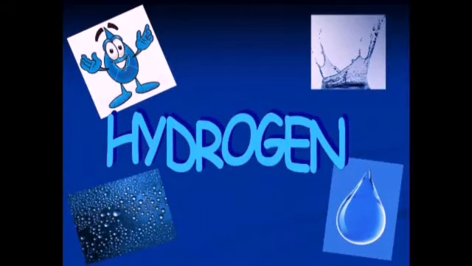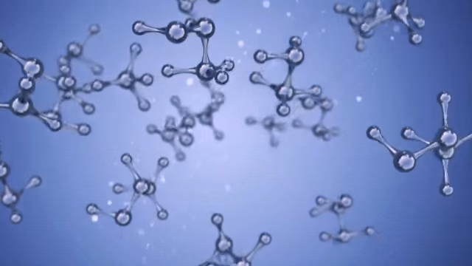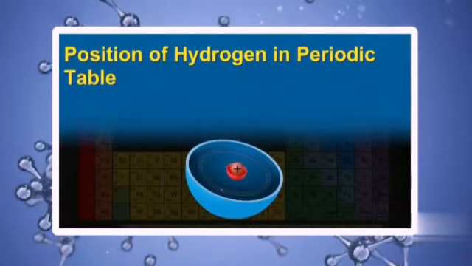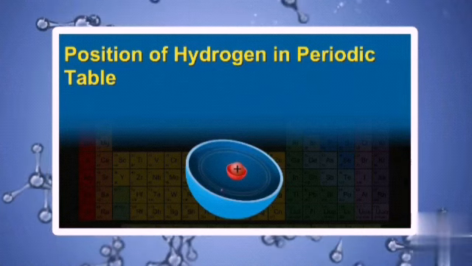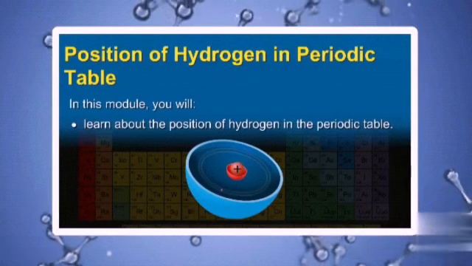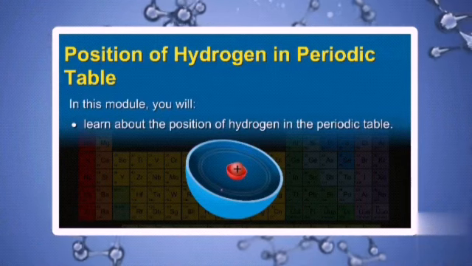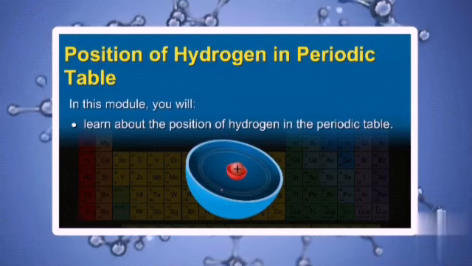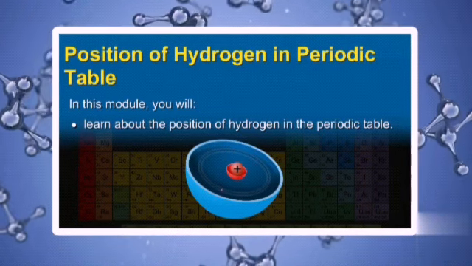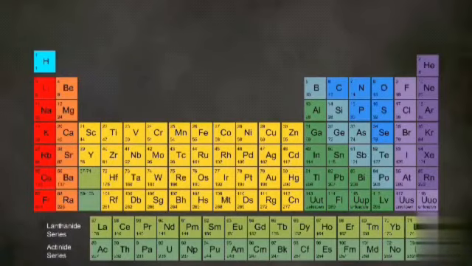Good morning, children. Today we are going to start a new chapter, chapter 9, hydrogen. Position of hydrogen in the periodic table. In this module, you will learn about the position of hydrogen in the periodic table. You are familiar with the periodic table shown here. This is the modern periodic table.